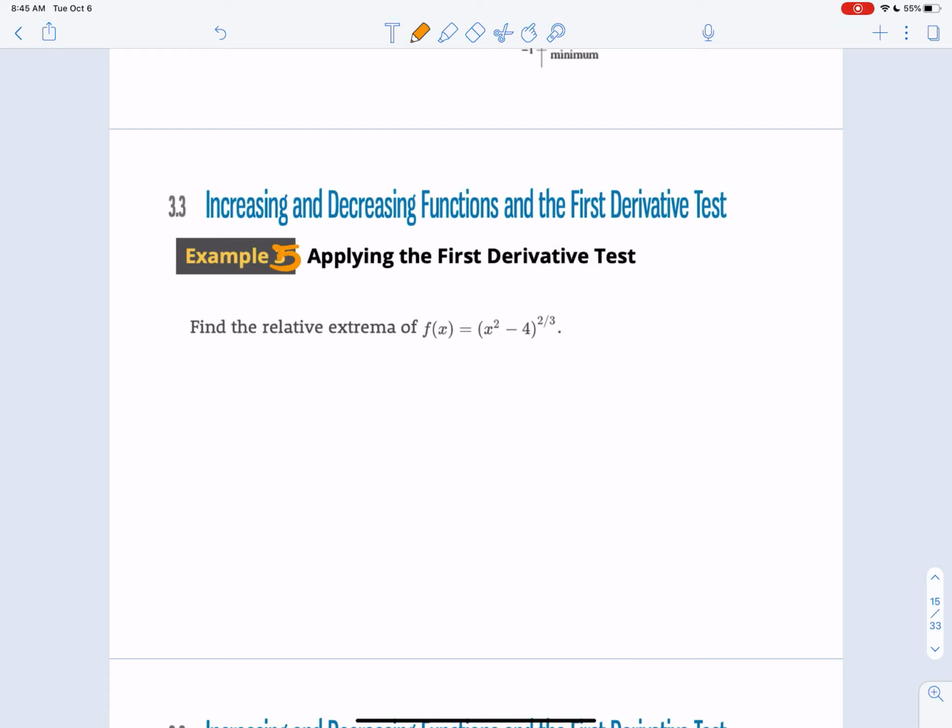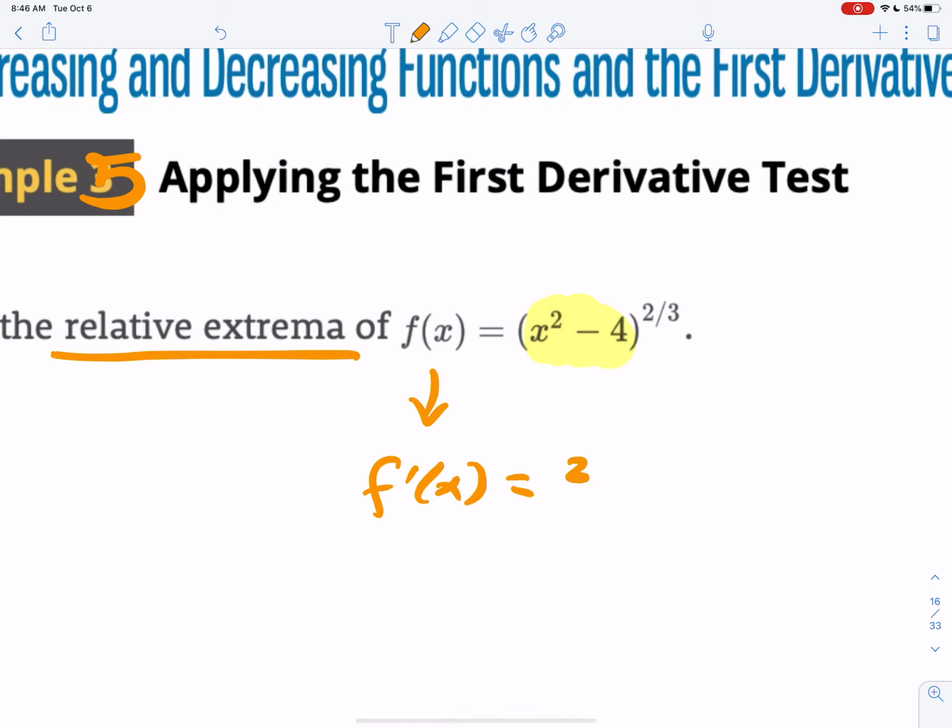But I noticed that there is a function inside of another function. You guys got to know your rules very well. So this is going to require the chain rule. Go ahead and implement the chain rule there. Press play whenever you're ready. So here it's the derivative of the outside, so 2/3 of something to the negative 1/3, times derivative of the inside, which is 2x.